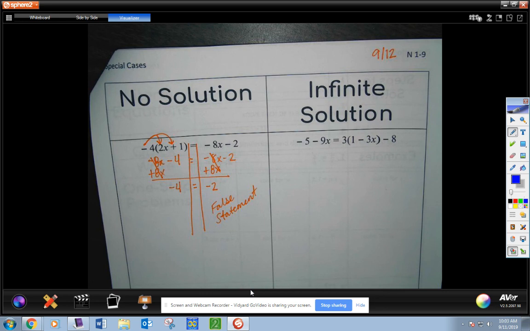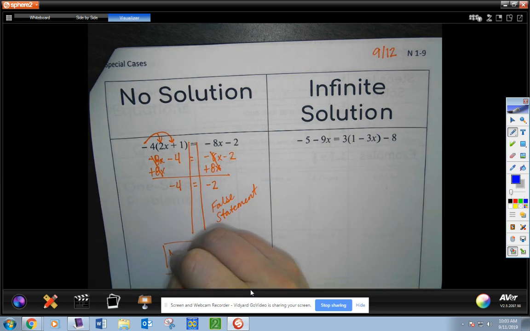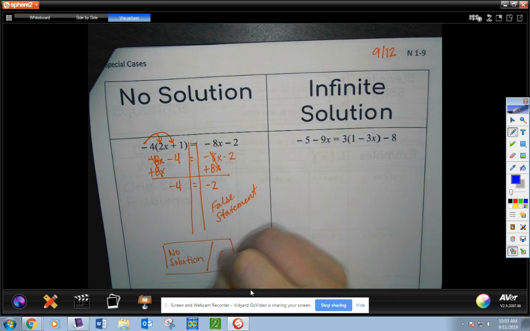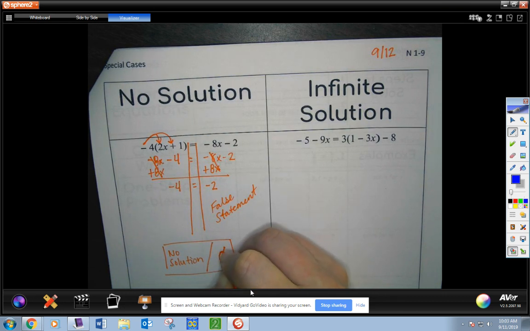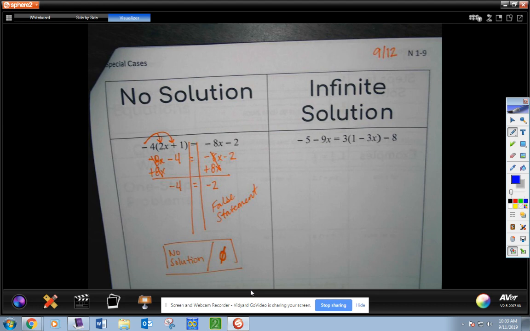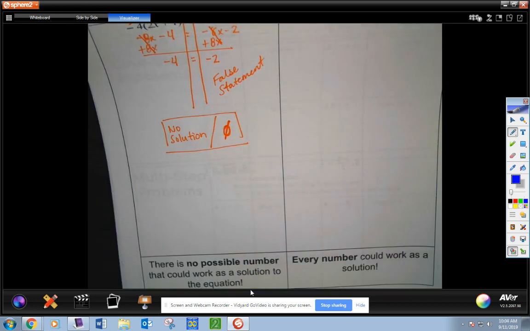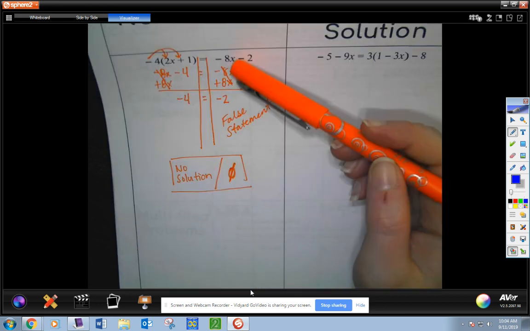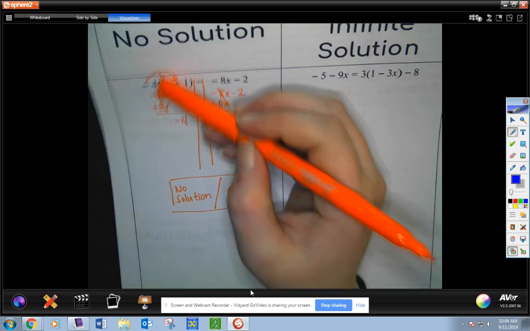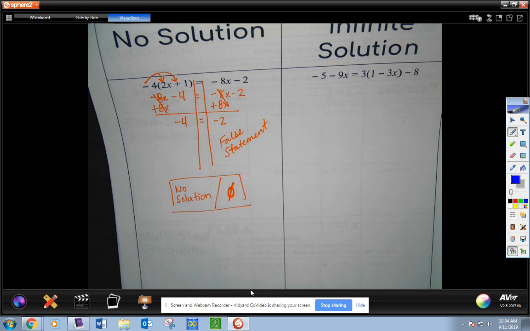Okay, if it is false, that means the answer, so your final answer, you have 2 ways of writing it. You can write no solution, write out those words, or you can use the symbol that is a 0 with a slash. Okay, now, what no solution means is that there's no possible number that I could plug in to check this problem. If I picked 3 and plugged it in, it wouldn't work. If I picked 10 and plugged it in, it wouldn't work. If I picked -12, it wouldn't work. So nothing is going to work.